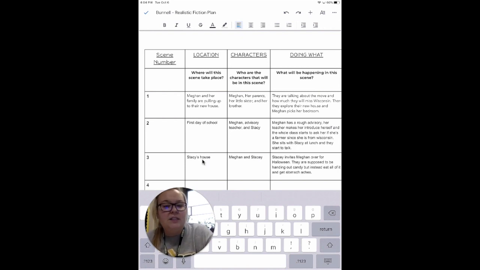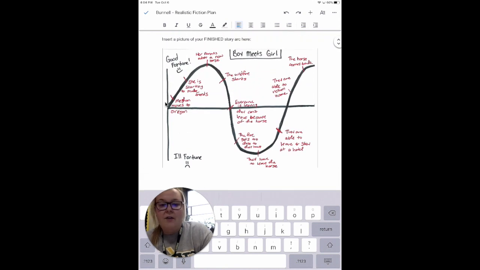And then for my third scene, I'm going to do it at Stacy's house. So Megan and Stacy. Stacy invites Megan over for Halloween. They're supposed to be handing out candy, but instead they eat all of it and get stomach aches. So when I look at my story arc, I've done these 2, and I so far have 3 scenes. I could absolutely do one more scene of her making friends, especially if I wanted to add another friend character in there. I think I'm going to keep it just Stacy for now, and I'm going to start writing scenes that have to do with this new horse.